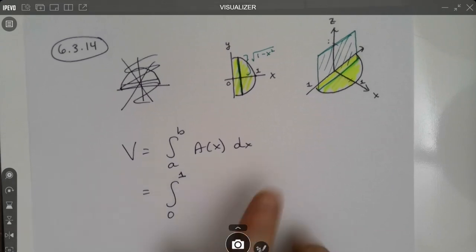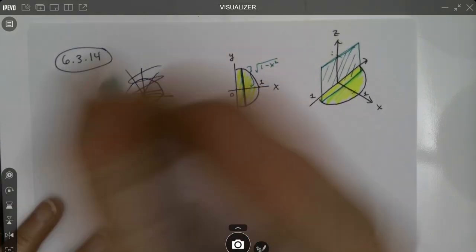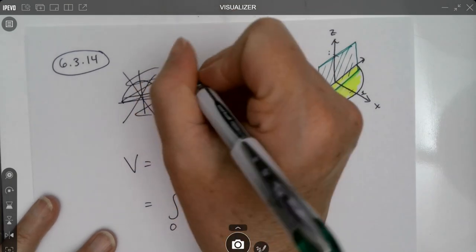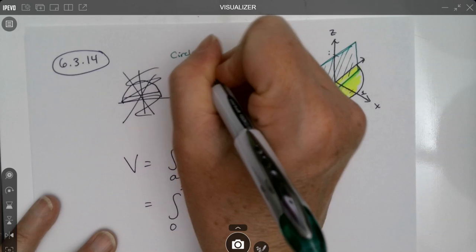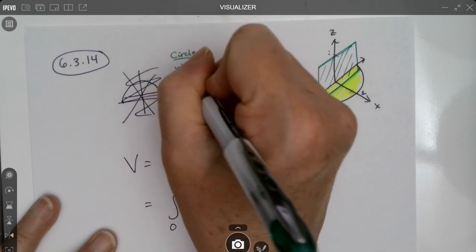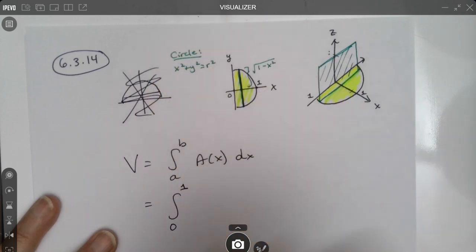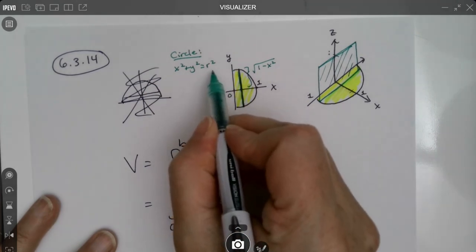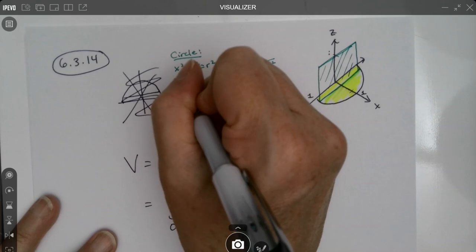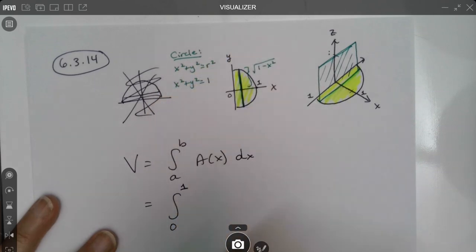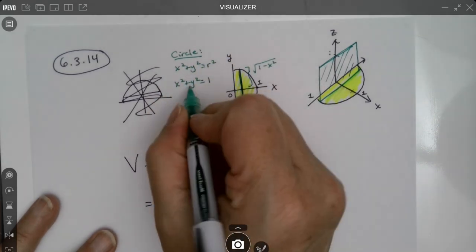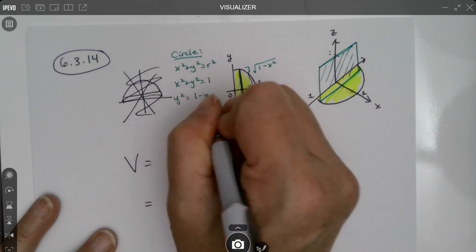Now, if you're thinking, how in the world did you know that? Well, remember, we learn in basic algebra class, a circle is x squared plus y squared equals r squared. And in our case, our radius is 1. So for us, it's x squared plus y squared equals 1. So that means that y squared is 1 minus x squared.